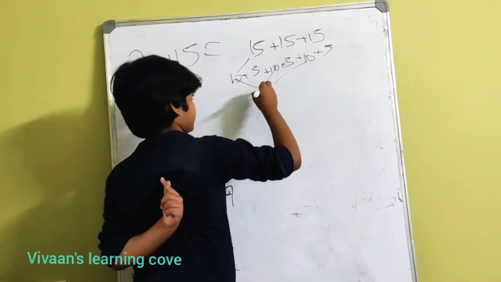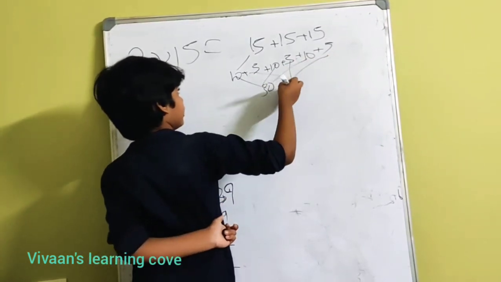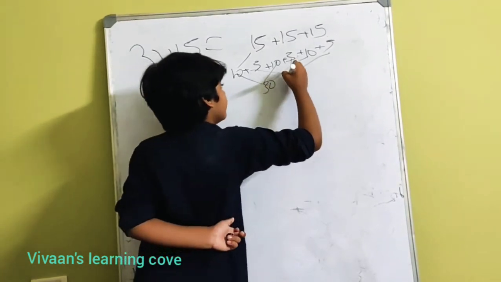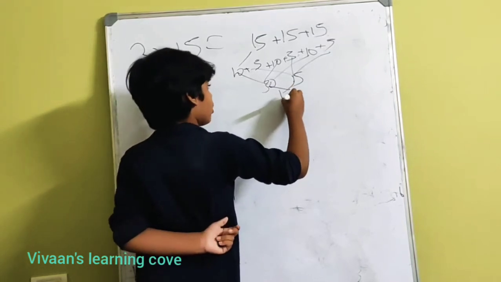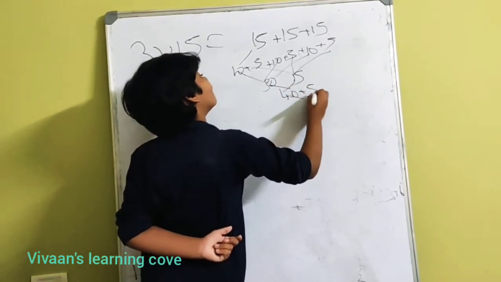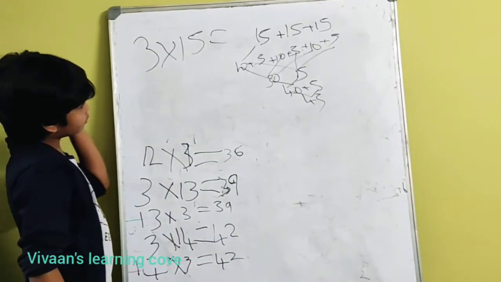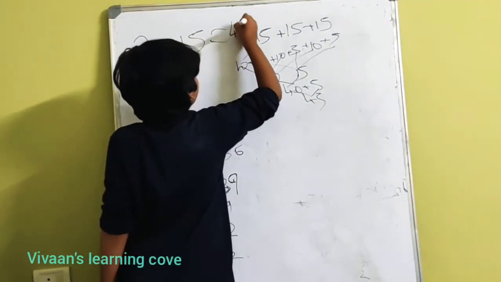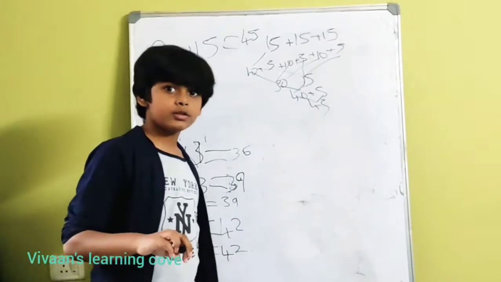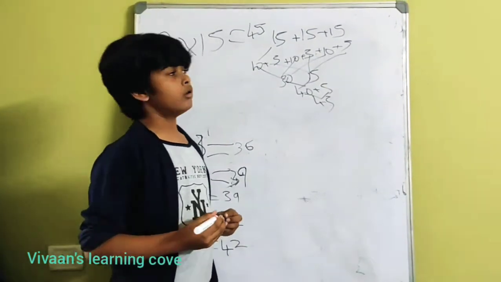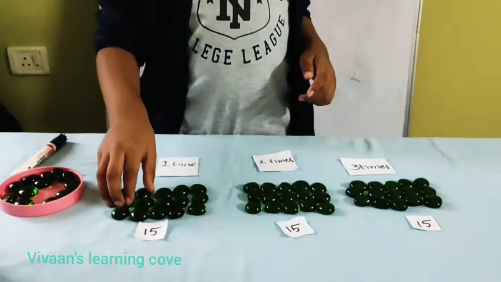10 plus 10 plus 10 equal to 30. 5 plus 5 plus 5 equal to 15. 30 plus 10 equal to 40. 40 plus 5 equal to 45. So 3 times 15 equal to 45. 15 times 3 and 3 times 15 both equal to 45. Let me just split it.